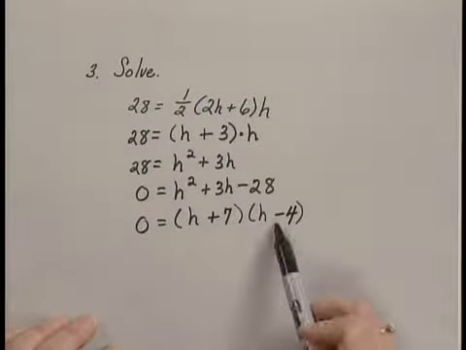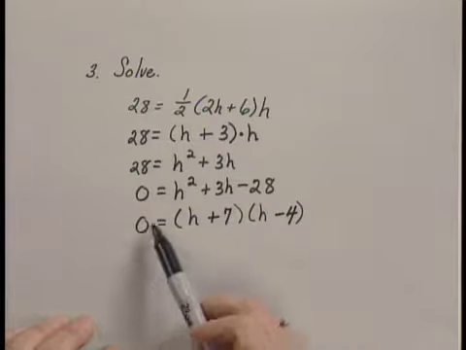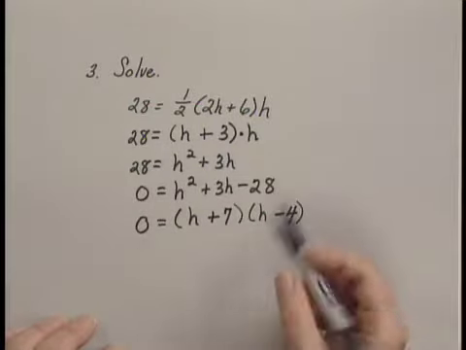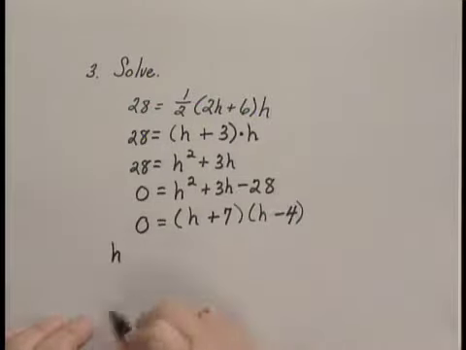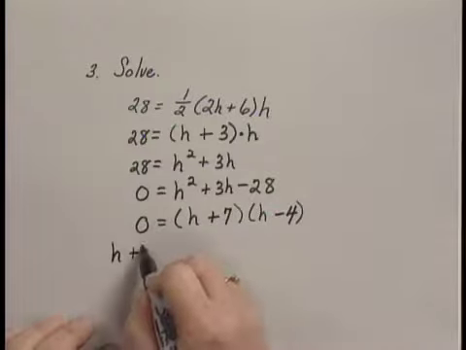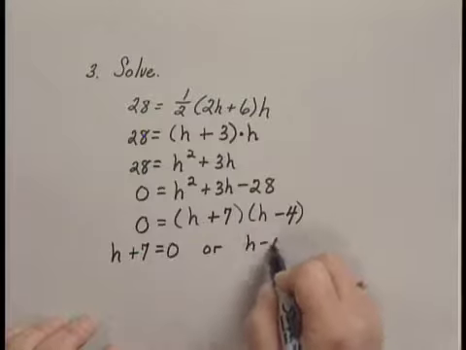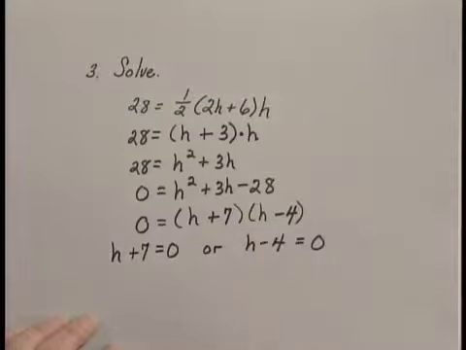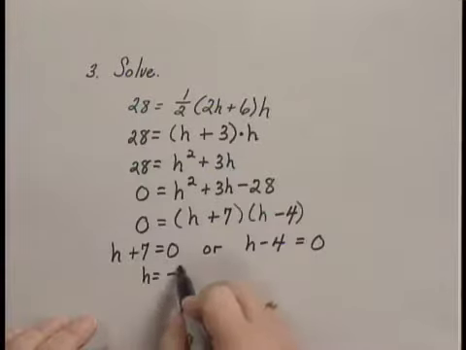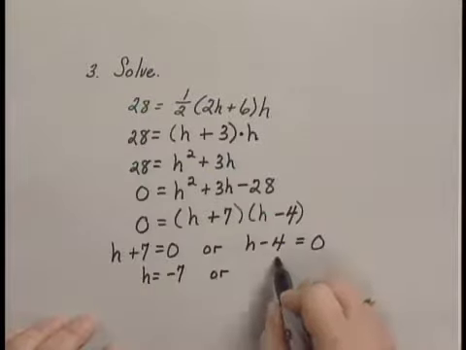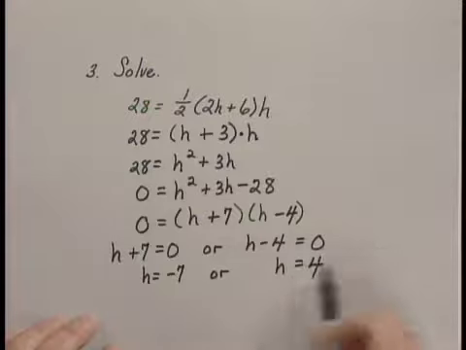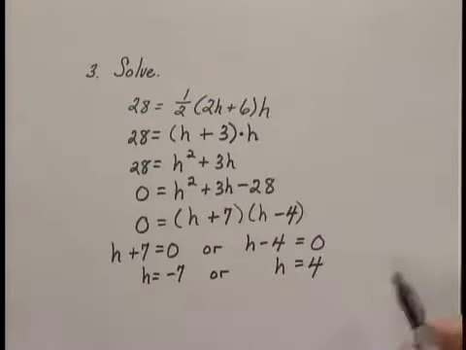Now I have a product that is 0, so I can set each factor equal to 0. Using the principle of zero products, I have h plus 7 equals 0, or h minus 4 equals 0. Subtracting 7 from both sides here, I get h equals negative 7, or adding 4 on both sides here, I get h equals 4. Now I'm ready for my next step, and that is to check.